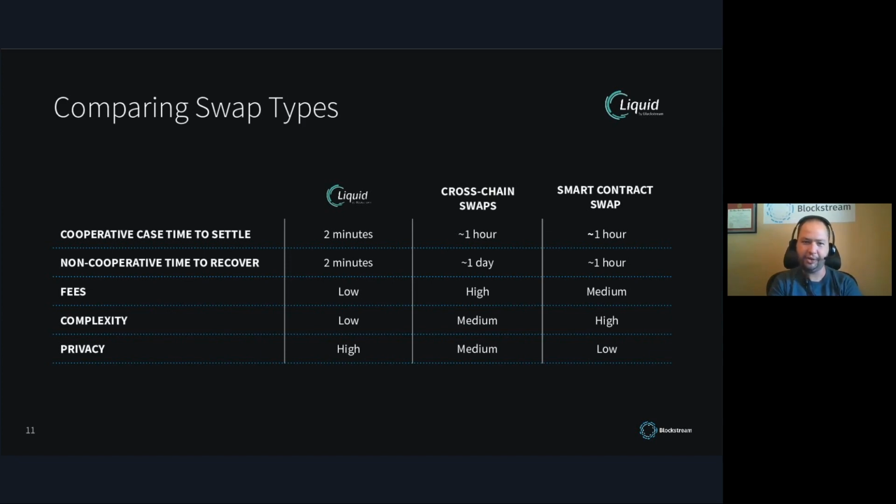Complexity is very low on the Liquid side. It's just a matter of creating this one transaction, and privacy is very high. As you'll see when we do this, the only people who are aware of what's going on in this transaction are the participants in the transaction.